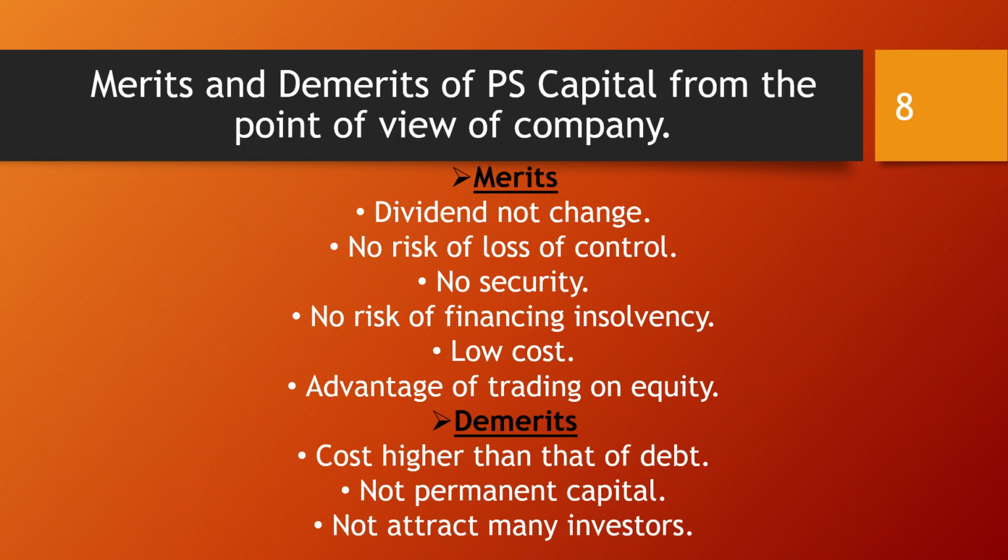The merits and demerits of preference shares, or preference capital, from the point of view of the company. Preference capital is useful for companies that want funds without diluting control. The dividend on preference shares is fixed. So when the dividend is fixed, the company can plan its finances for the upcoming period very easily. The next merit is there is no risk of loss of control, because preference shareholders usually do not have voting rights. That's why the agency problem will be minimized.